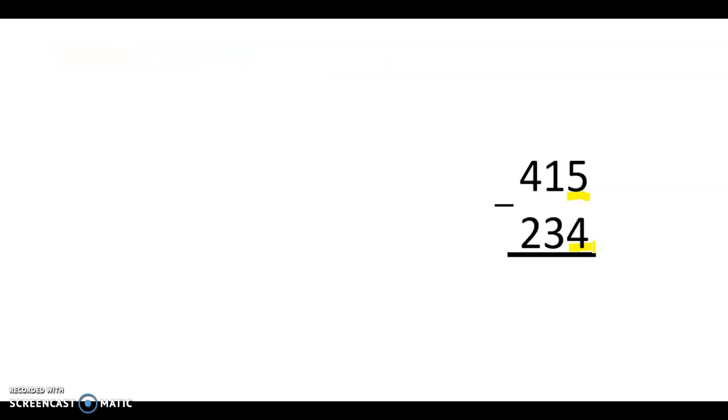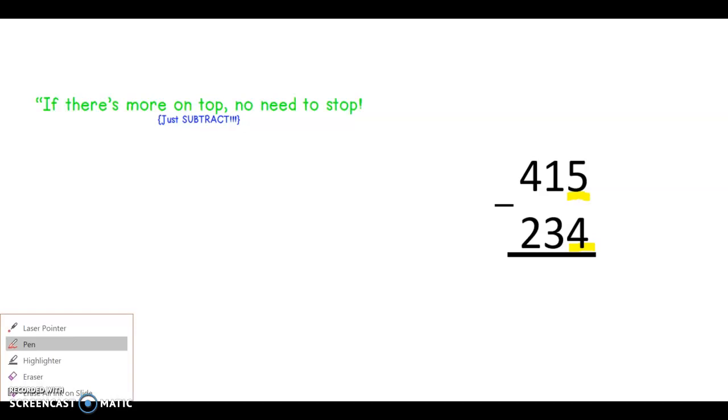I notice I have a 5 on top and a 4 on the floor. Well, if there's more on top, no need to stop. 5 is more than 4. So I can take 4 away from 5. 5 minus 4 equals 1. So now I have 1.